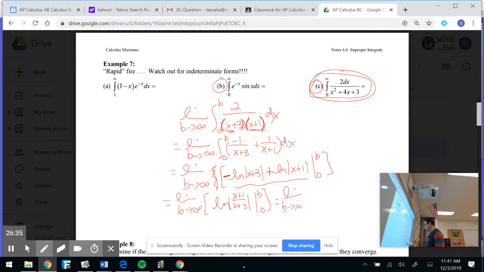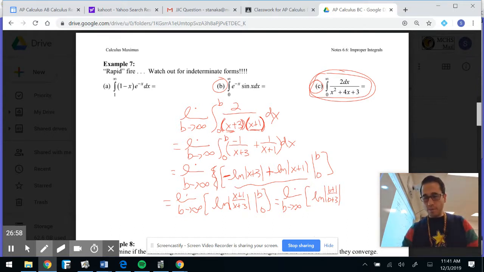I'm going to use the fundamental theorem of calculus now, which would be the natural log of b plus 1 over b plus 3, which is like infinity over infinity, right? Which would be 1, and the natural log of 1 is what? 0. Of course, now my pen runs out. Not bad though, right, class? Not bad for how long we were able to do that.